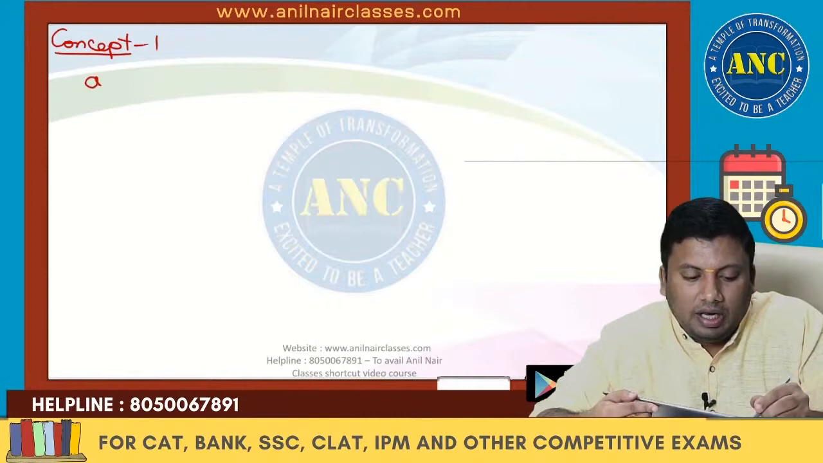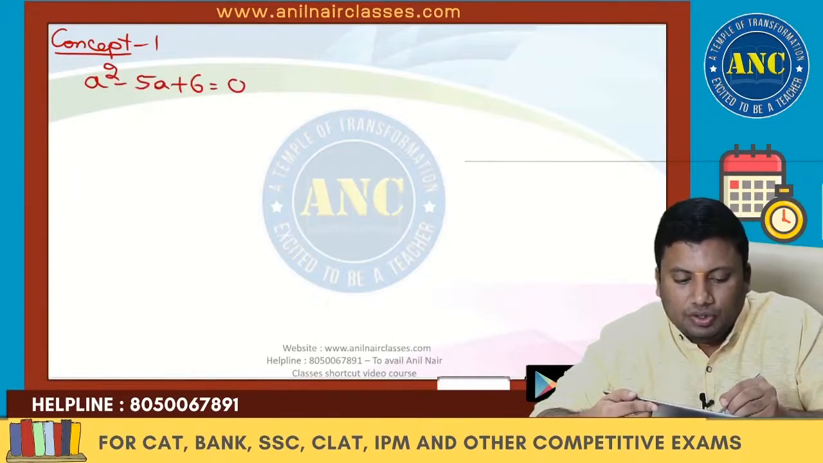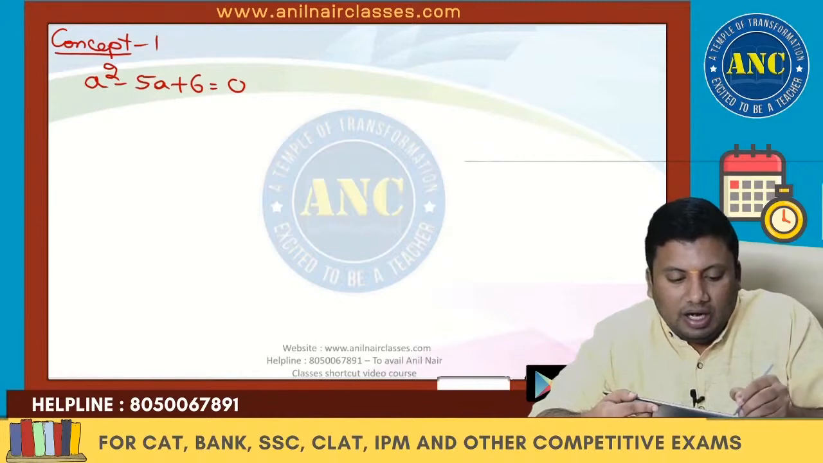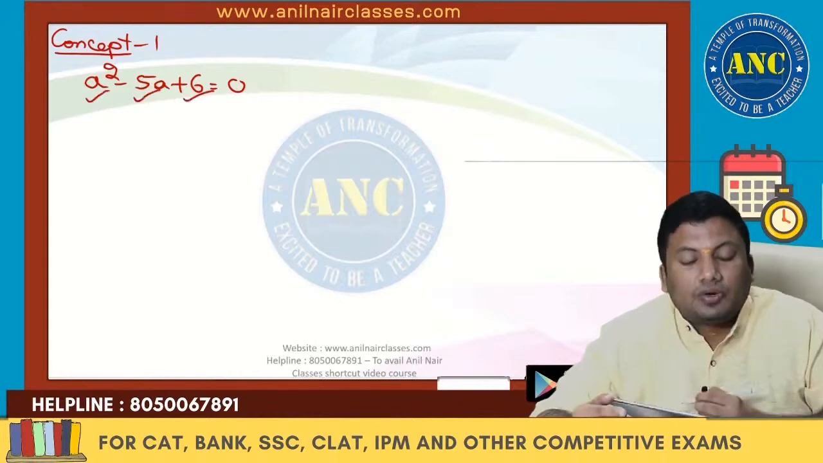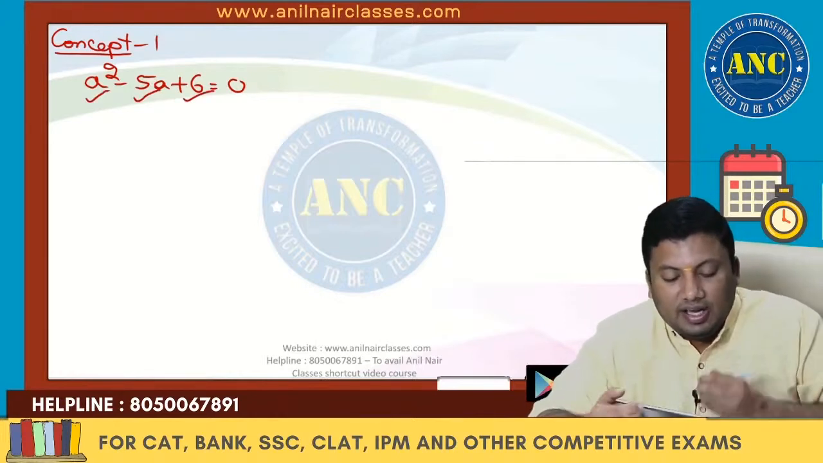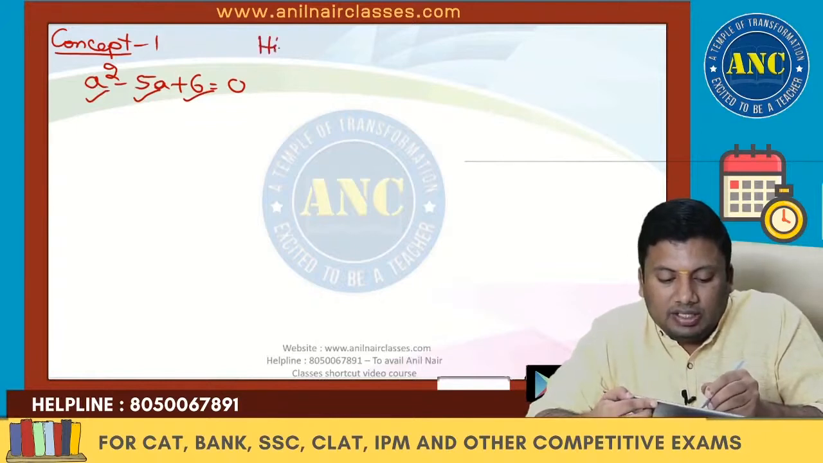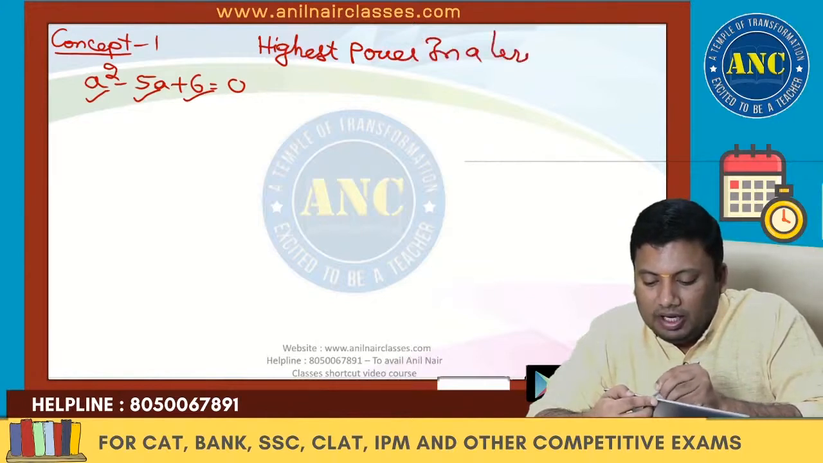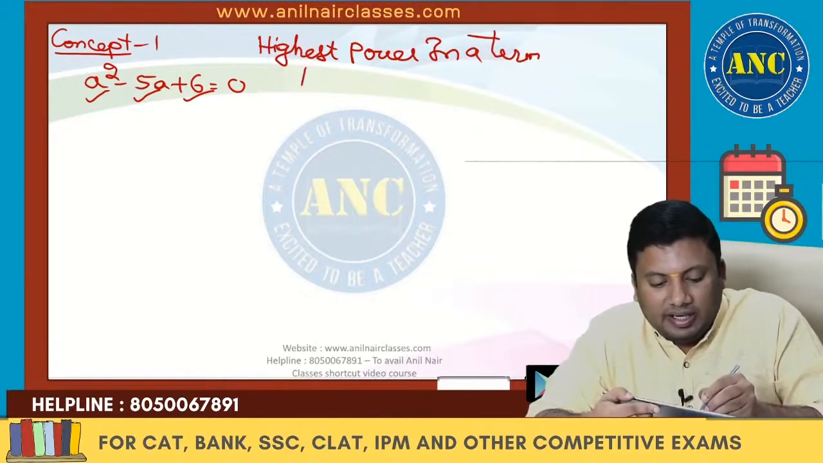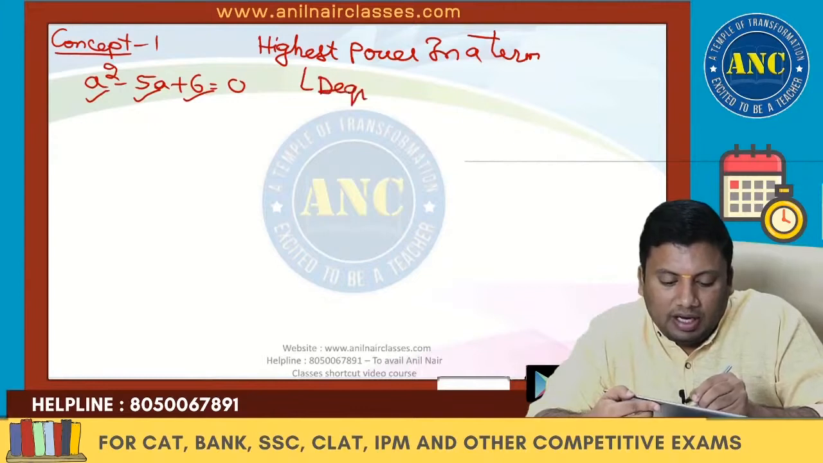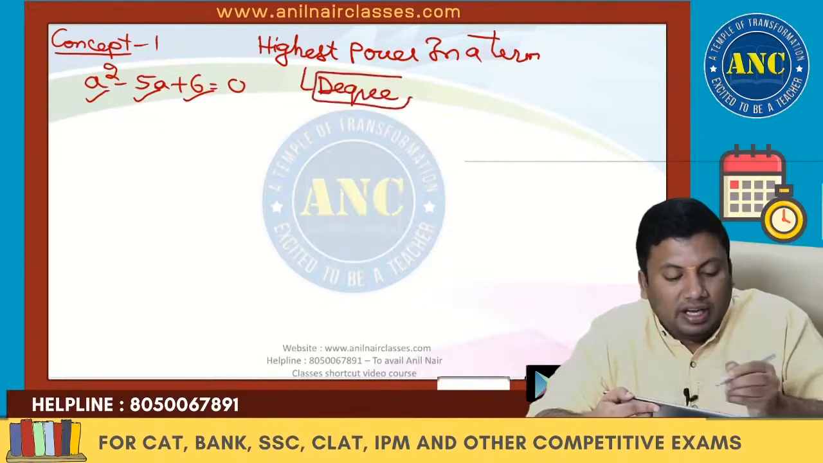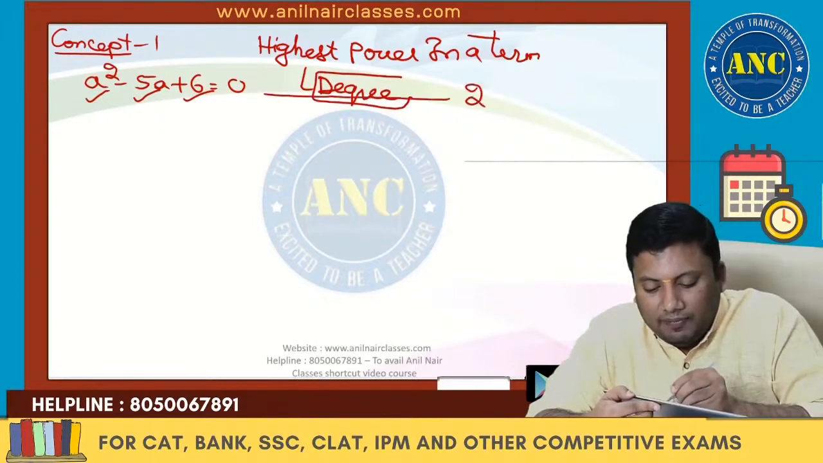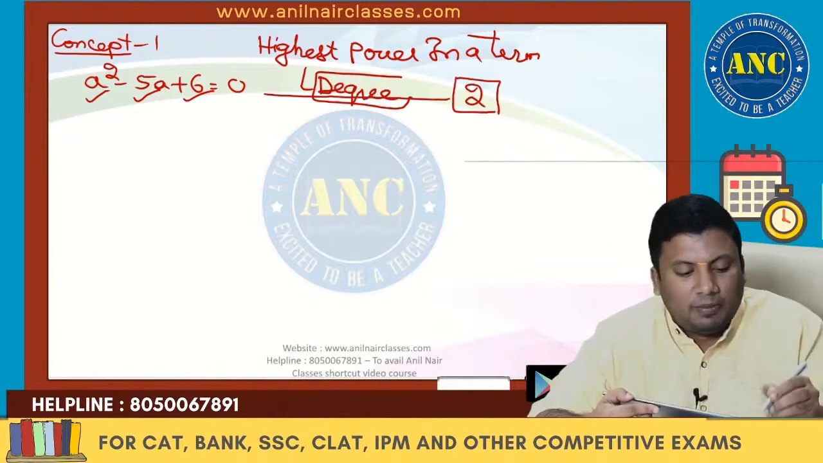Concept 1. A square minus 5a plus 6 equivalent to 0. There are 3 terms: A square, 5a and 6. What is the highest power? Highest power in a term is nothing but the degree. So, the degree of this expression is nothing but 2.